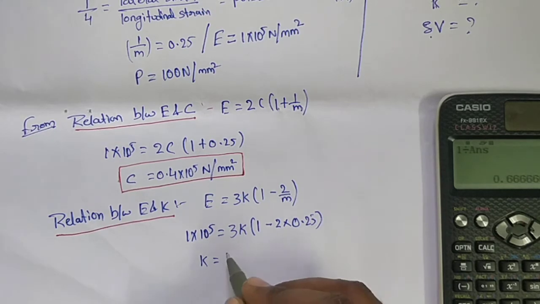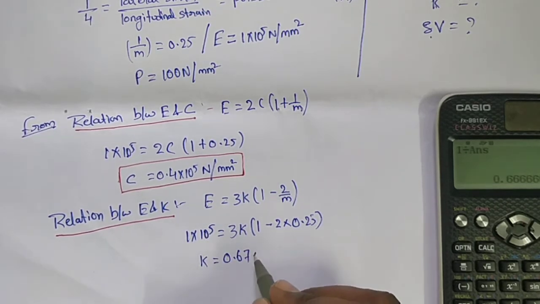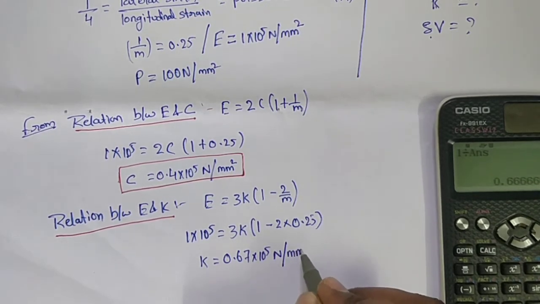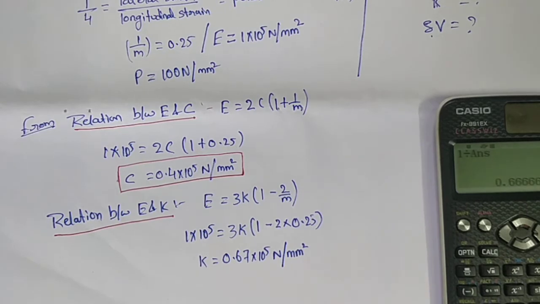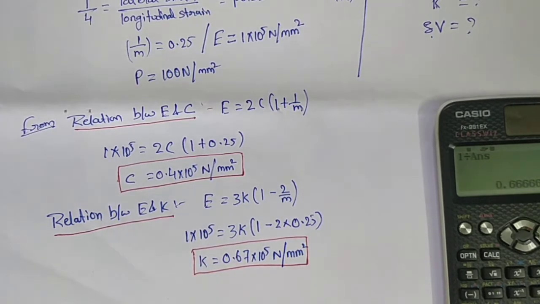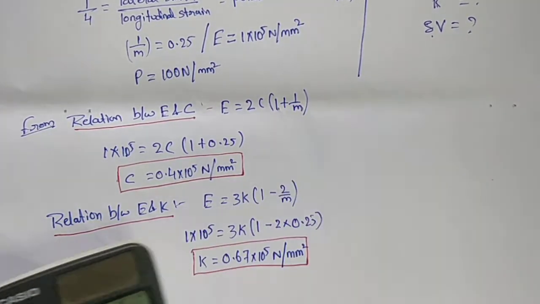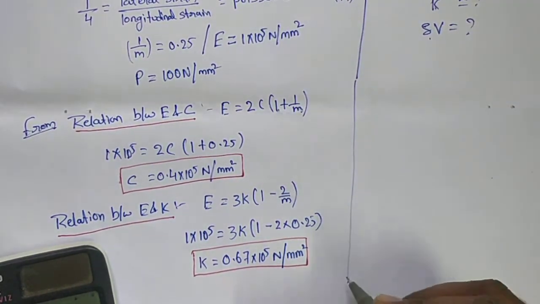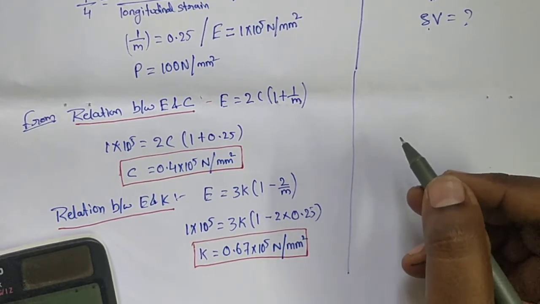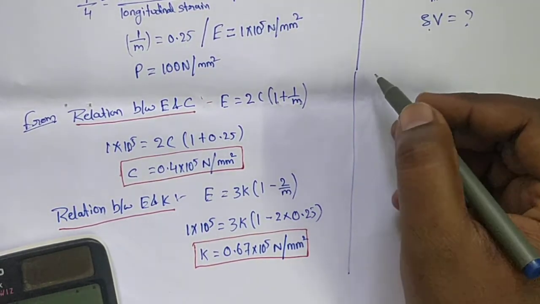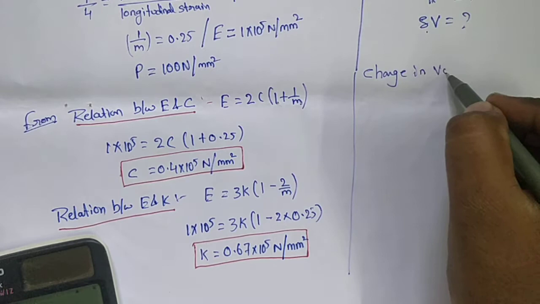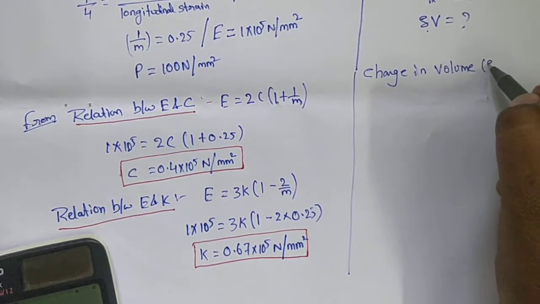We get the value of bulk modulus as 0.67 into 10 power 5, which I am writing directly without multiplying, in Newton per millimeter square. Here also the units are the same as the units of Young's modulus. Now we have calculated the modulus of rigidity and bulk modulus. Next, finally we need to calculate the change in volume, that is delta V.